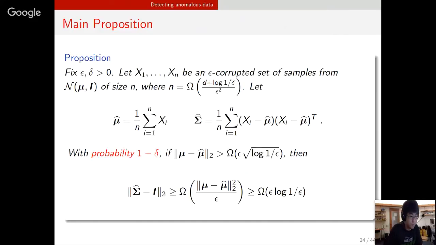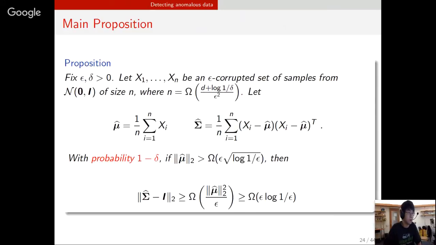All right, let's start proving this. Before I do that, let me make one notational simplification. Let me assume the true mean is 0. Okay. So all I've done here is I just made mu 0 everywhere. So now the proposition states if the empirical mean has large 2 norm, then the spectral norm of sigma hat minus identity is also large. It's at least the 2 norm of mu hat squared over epsilon. Okay. So throughout the proof, mu will be 0. All right. So let's jump in.